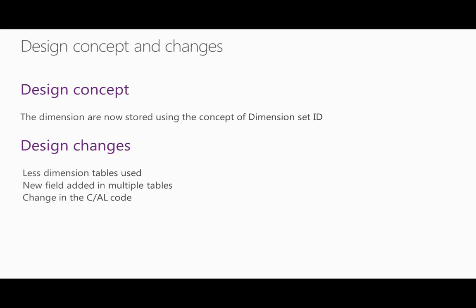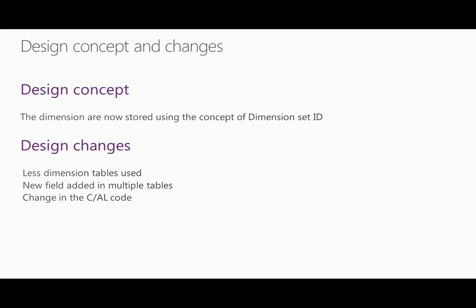The new concept is a new field called dimension set ID. Dimension set ID is a unique number that allows the system to recognize a specific set of dimensions used in the system. With dimension set ID, the system is able to retrieve and reuse the already stored dimension combination in the database. Every time a user uses a dimension combination already stored, the system is able to find the right dimension combination to use through the dimension set ID.